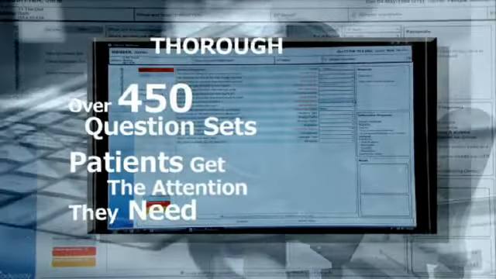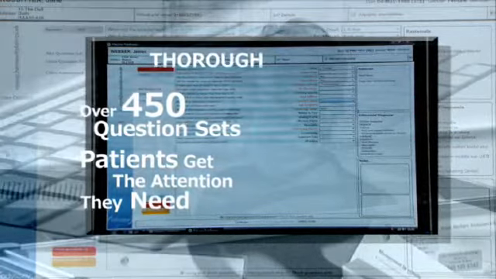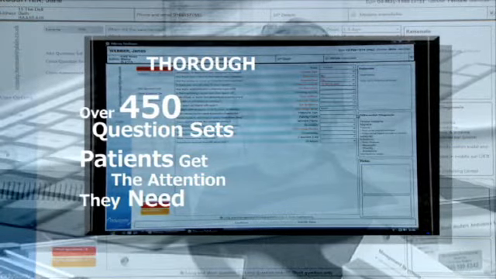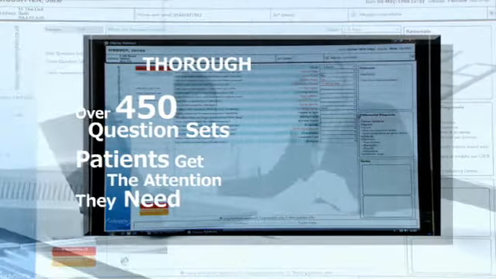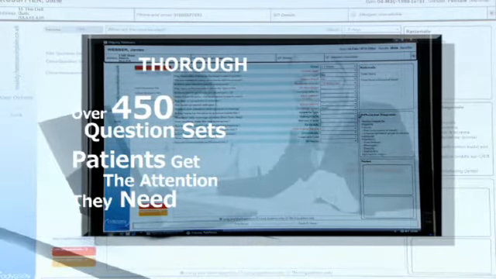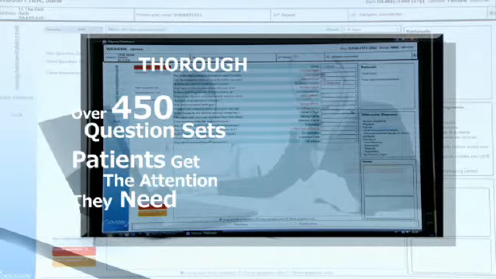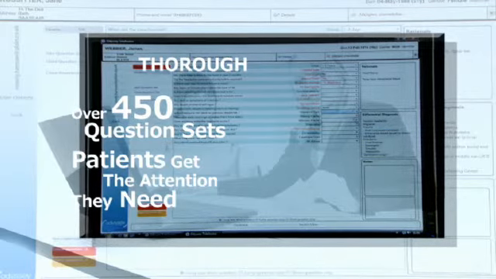It's thorough. 1 million words covering over 450 question sets, nearly 50,000 potential responses, and 20,000 lines of self-care advice are all interlinked, allowing users to escalate and prioritize quickly, so patients get the attention and information that they need.